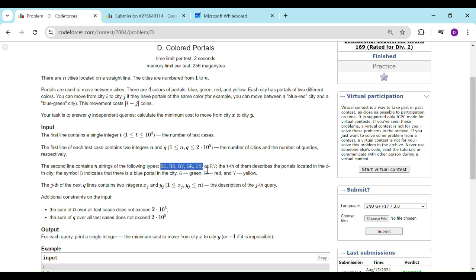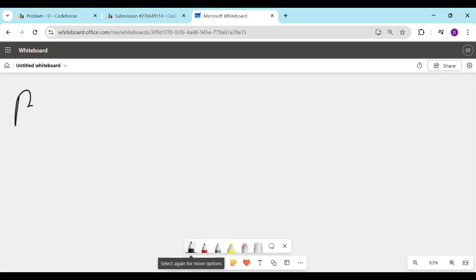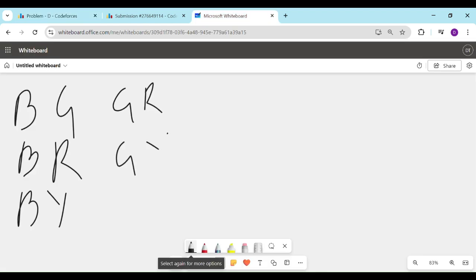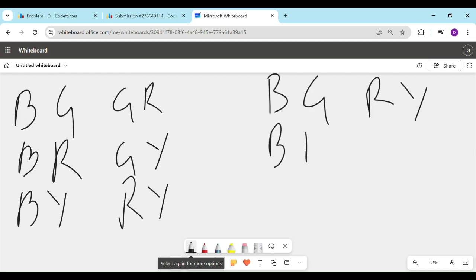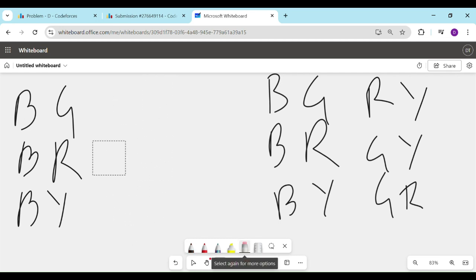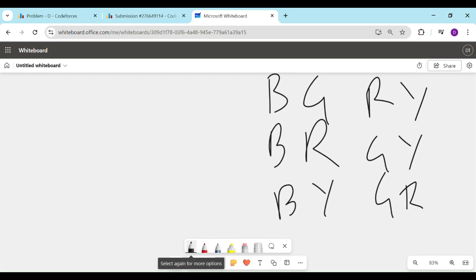Okay, there are 6 types of colors. Let's write it down: BG, BR, BY, GR, GY, RY. Okay, now we need to choose pairs such that all of the colors are different. It will be BG with RY, BR with GY, and BY with GR. Okay, so there are only 3 possible cases where you cannot directly move from X to Y. You will have to move through some path in between.